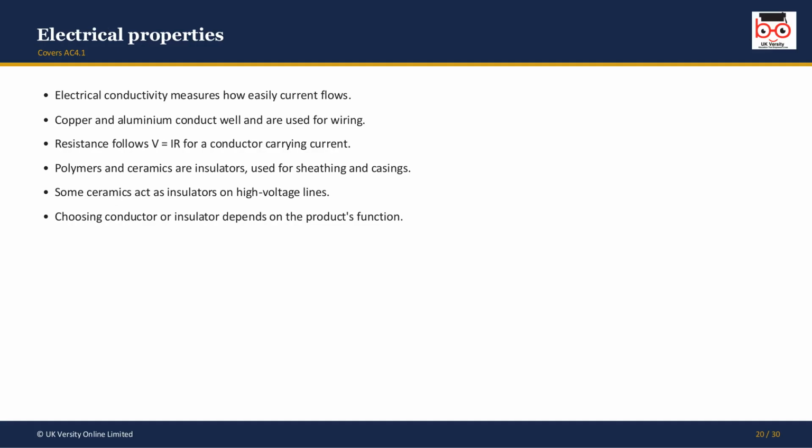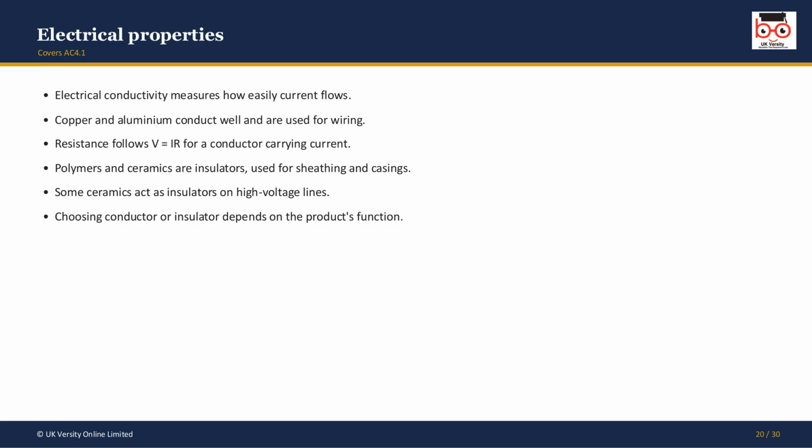Now, to electrical properties. Electrical conductivity measures how easily current flows through a material. Copper and aluminium conduct well, so they're the natural choice for wiring, and for a conductor, the current and voltage are linked by V equals IR.